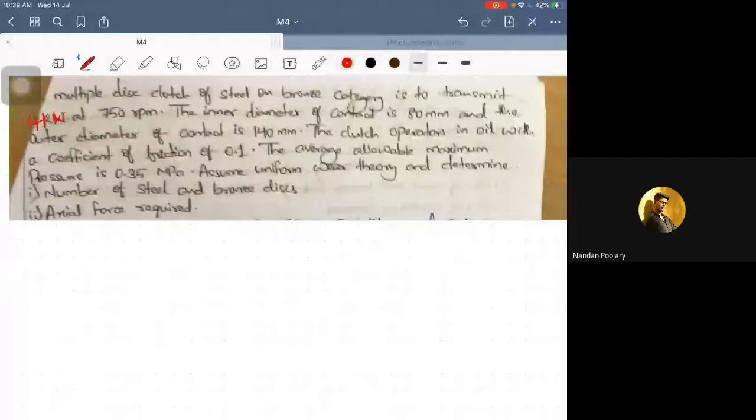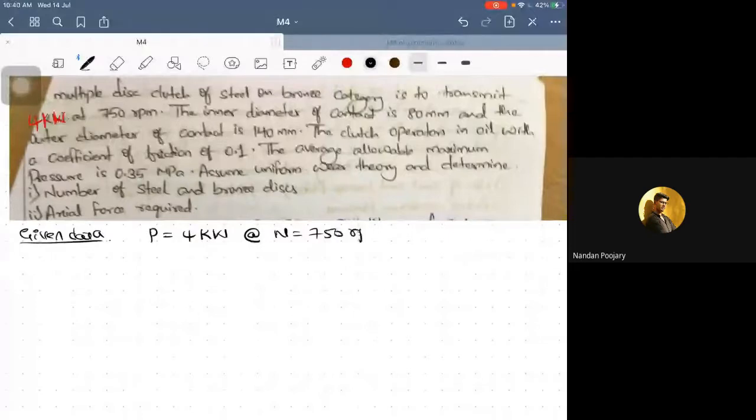Let us see what we have in this problem. Given data. The multi-disc clutch of steel on bronze category. That means two different plates are used. First, the force will be applied on bronze, next on steel. These are to transmit 4 kilowatts of power. So he has given us the value of power that needs to be transmitted. It is 4 kilowatts at a speed of 750 RPM.